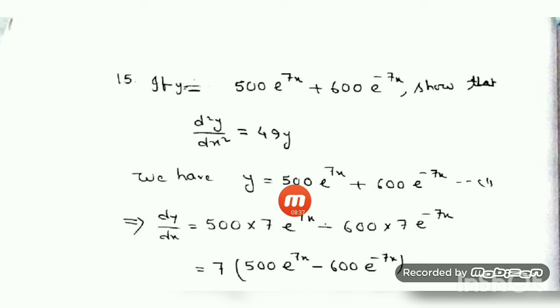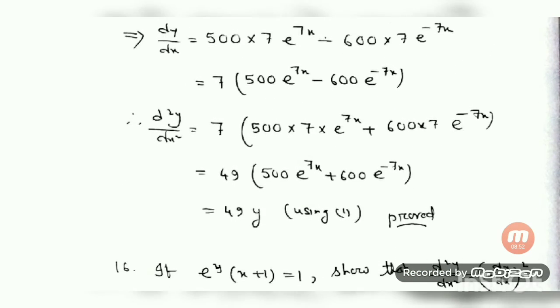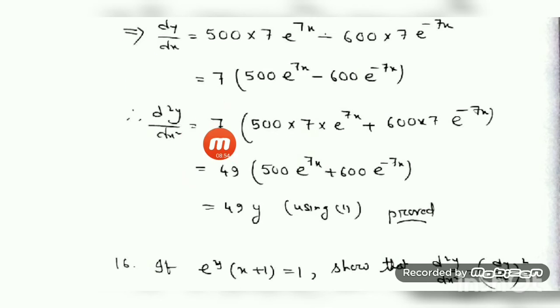dy/dx is what? 500 constant, e to the power 7x gives 7 e to the power 7x, plus 600 constant, here it is minus 7 e to the power minus 7x. So 7 I am taking common, 500 e to the power 7x minus 600 e to the power minus 7x is left. Then d/dx of dy/dx, that is 7 constant, d/dx of this expression. So d/dx of this expression: 500 constant, it is 7 e to the power 7x. 600 constant, minus is there, again minus 7 will come, so minus minus plus 7 e to the power minus 7x. Again one more 7 will come out, here 500 e to the power 7x plus 600 e to the power minus 7x is left.